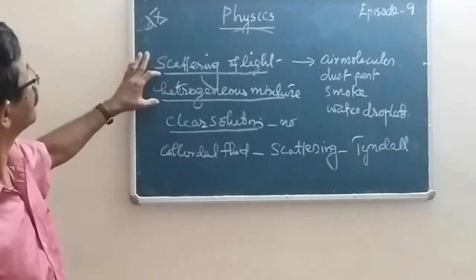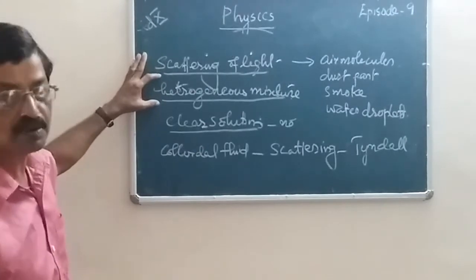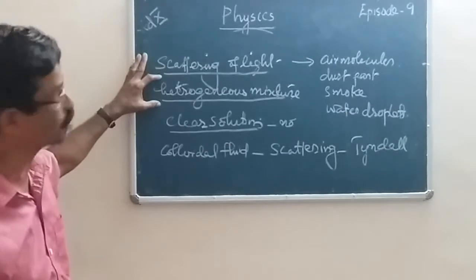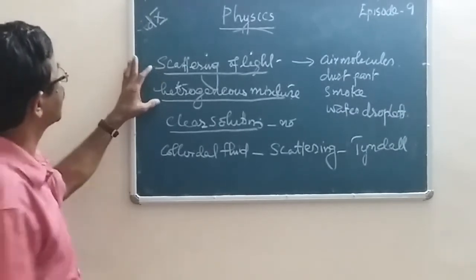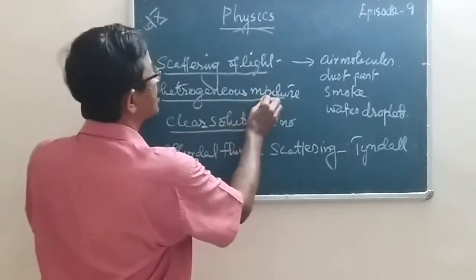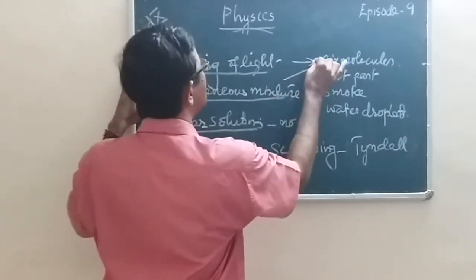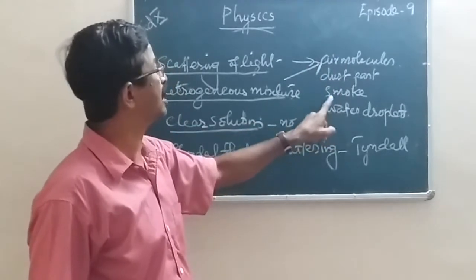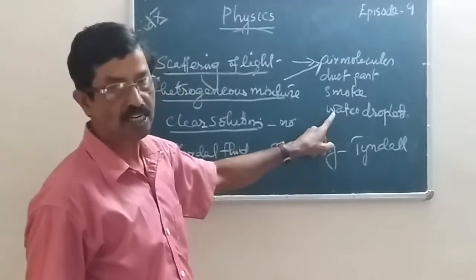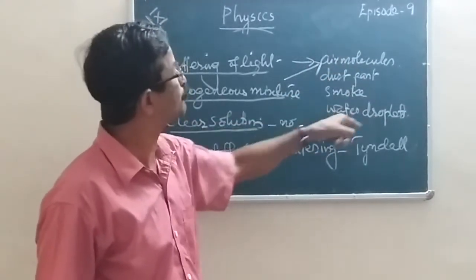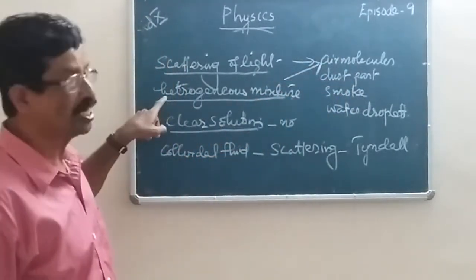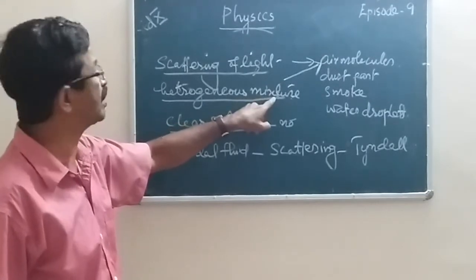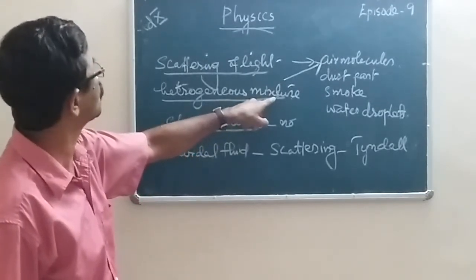Before that, let us consider our atmosphere. What are the things you want to know about our atmosphere? Our atmosphere is a heterogeneous mixture. That means it is filled with air molecules, dust particles, smoke, water droplets, etc. These are all suspended together in the atmosphere. So it is called a heterogeneous mixture.